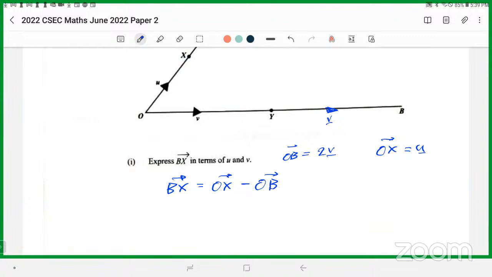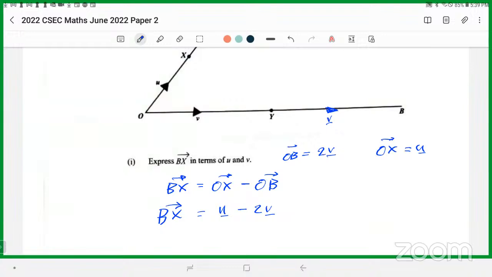This is a classic formula for finding a displacement vector using the position vectors. It's the position vector of the last minus the position vector of the first. Last minus first. So basically it becomes OX, which is this one, minus OB, which is this one, 2V. That is the answer. BX is equal to that.